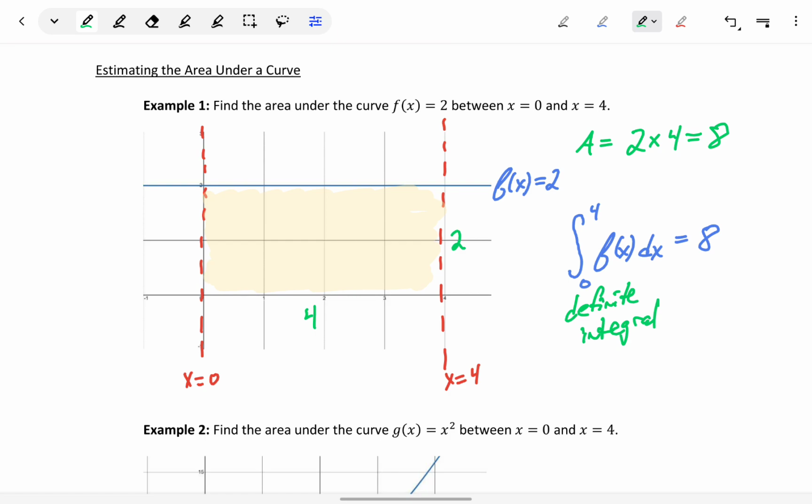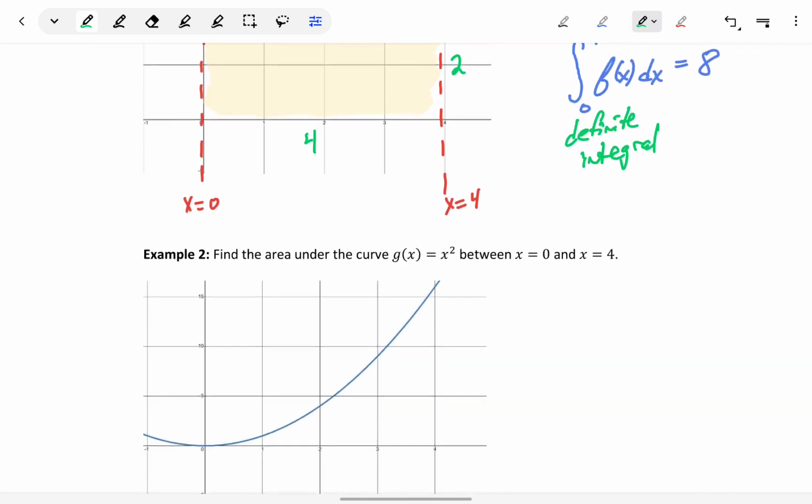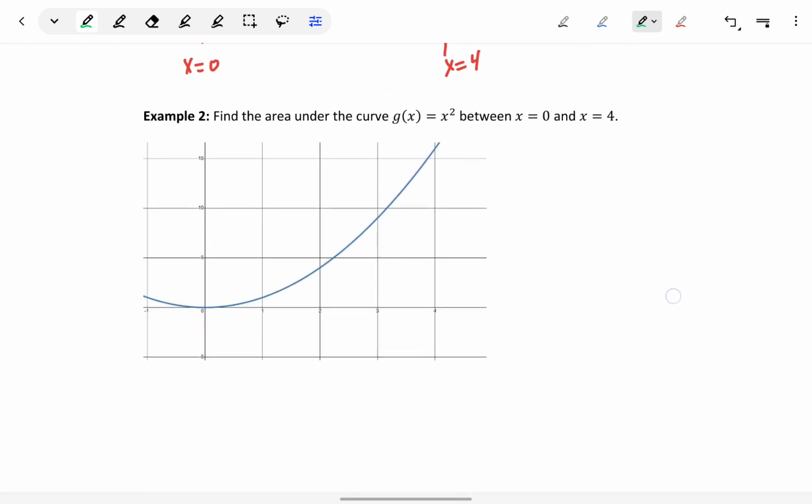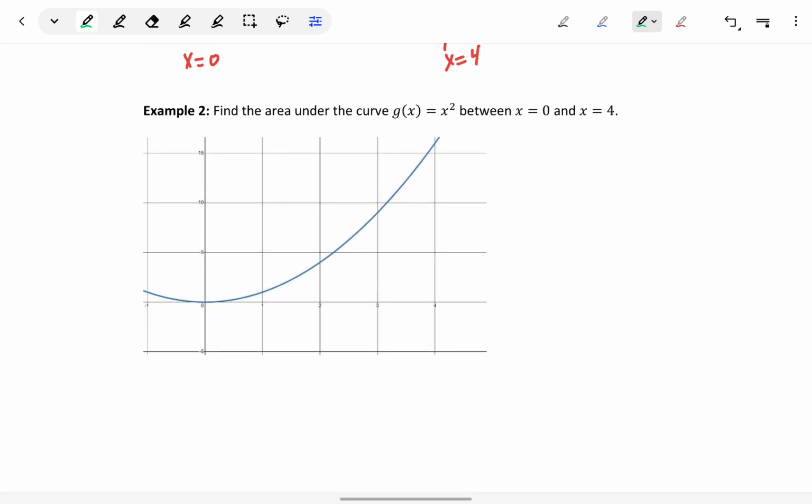We translated that into some calculus-based notation, but again, that problem didn't really require any calculus at all. It was a simple geometry formula that we've probably learned ages and ages ago. But now we want to take that same idea and expand it to something that doesn't fit one of our basic geometry formulas.